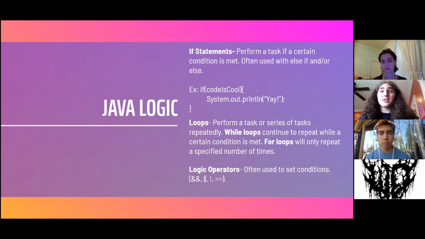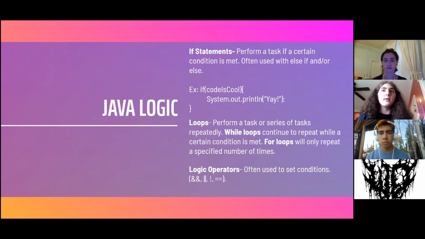And then we have logic operators. These are just as often used to set conditions because they have different meanings. This and this could be used. So let's put this in an if statement. Let's have two Booleans, like code is cool and I like Java, or whatever. If you say if code is cool and I like Java, you are essentially saying if both of these Booleans are true. And you can do this with other conditions too.